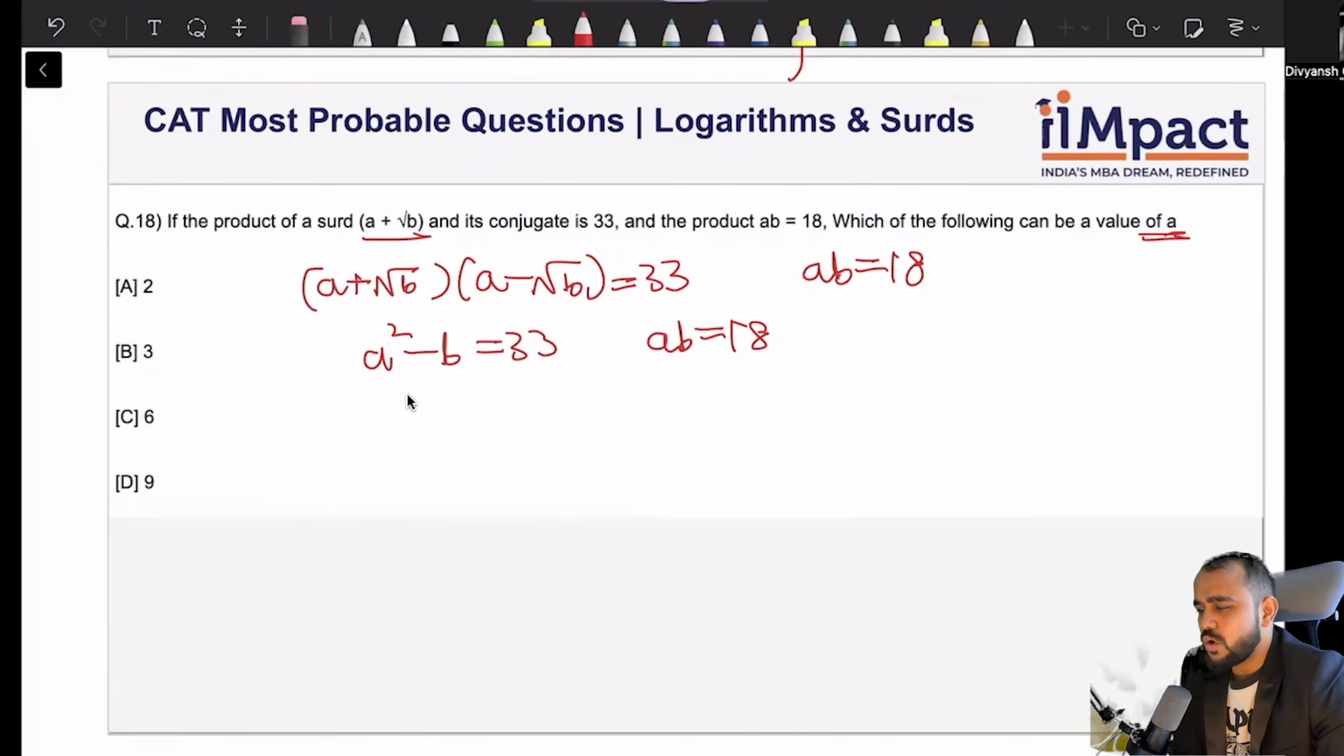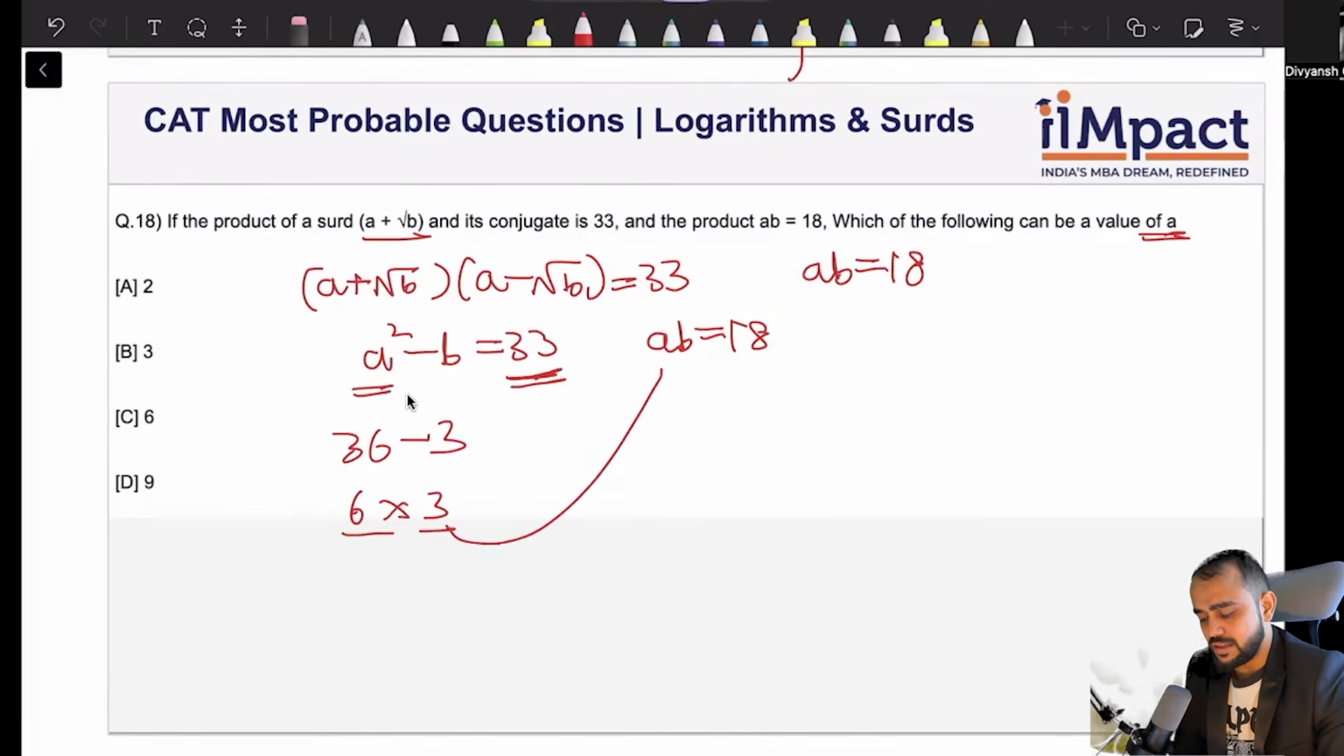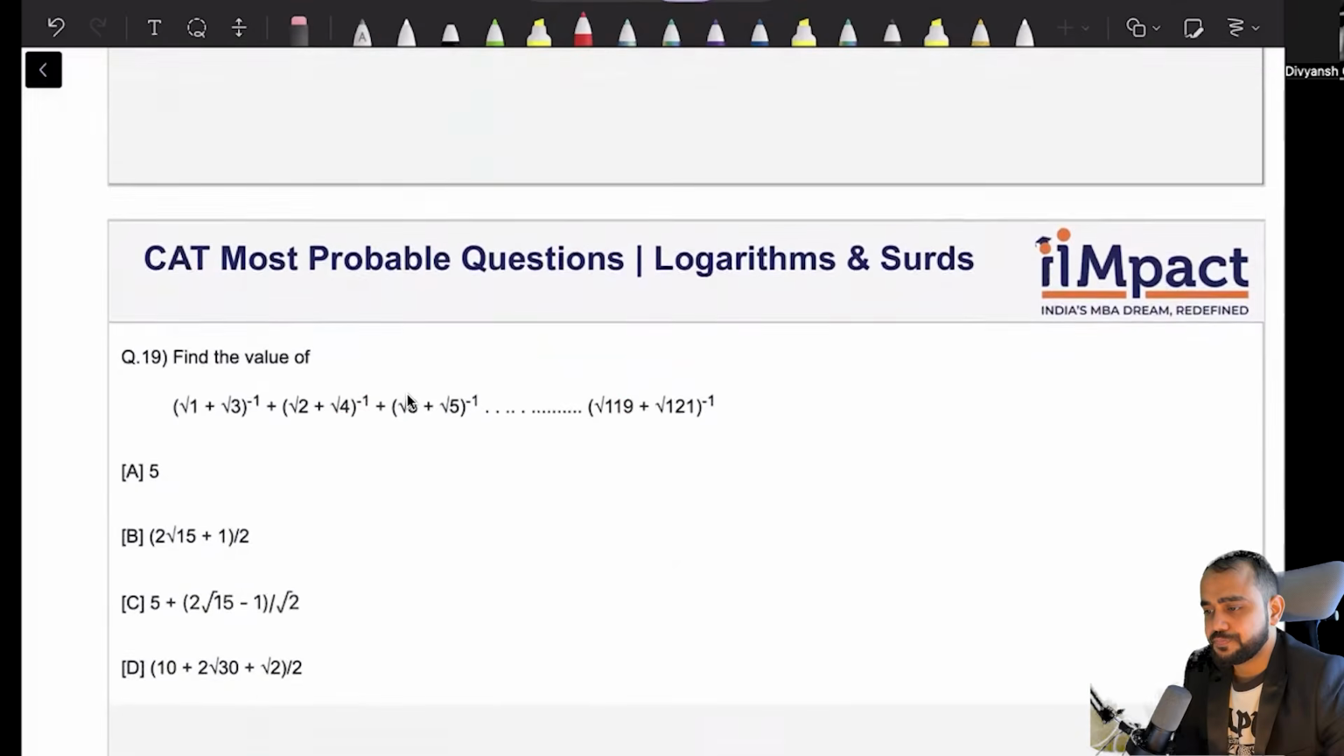So I can solve the quadratic that will eventually come out if I substitute b as 18 by a. That will actually make it a cubic. But because these are integers, I have a possibility of guessing the closest perfect square to 33. That is 36. So if I take a square as 36, b becomes 3. So I am getting a as 6 and b as 3. Does it satisfy the other relationship? Yes, it does, which means a is equal to 6 is your answer for question number 18.